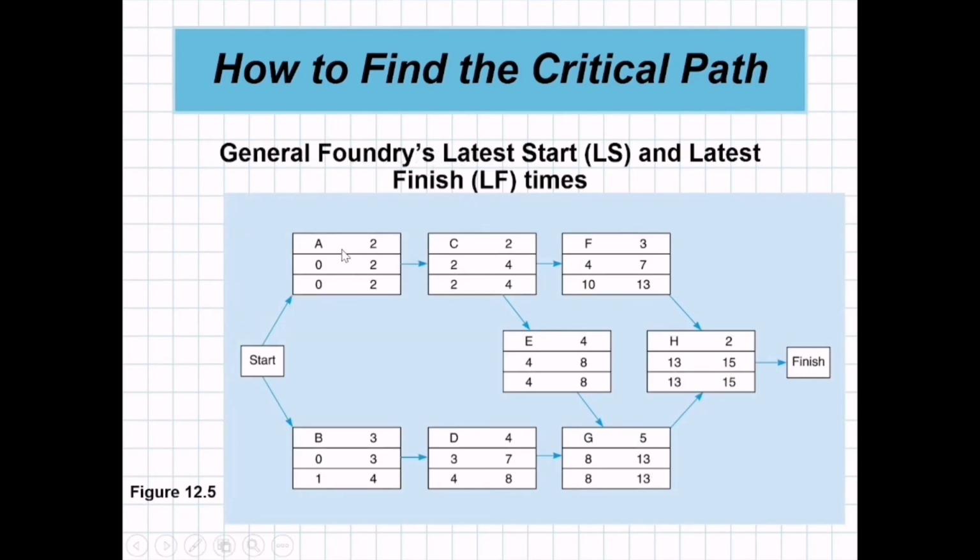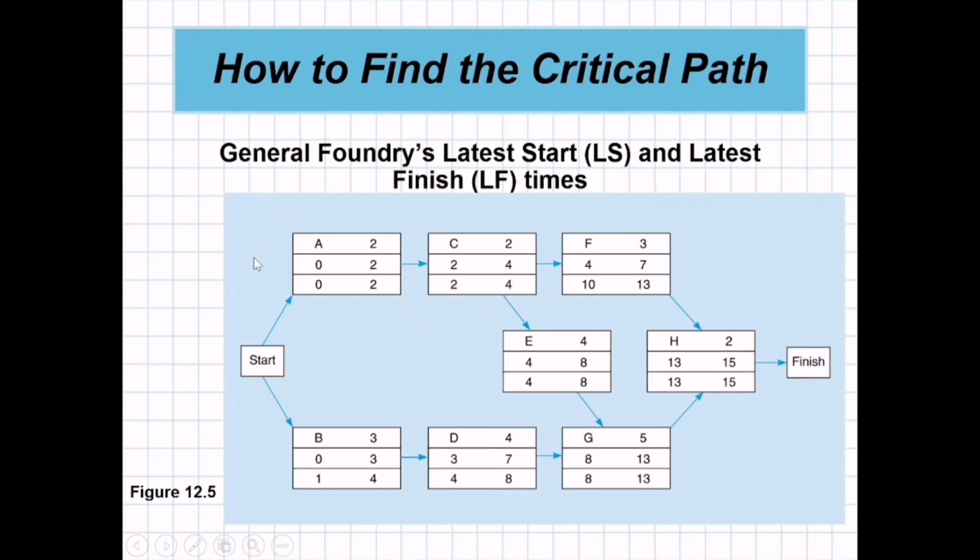So this is activity A. Expected time is 2, earliest start, and then earliest finish. We have already discussed this earlier and we have already calculated this. Now, we will calculate how we came up with 0 and 2 latest start and latest finish, and 2 and 4, latest start and latest finish.